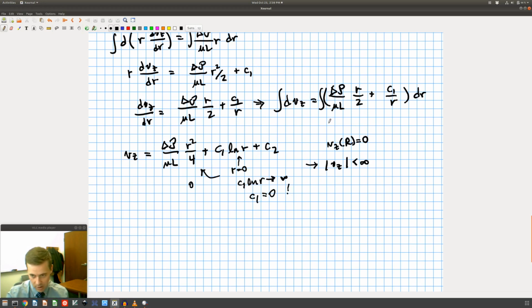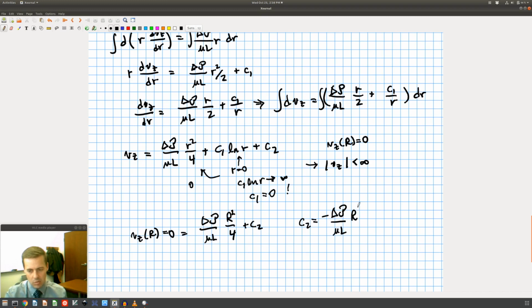So now I can apply the other condition. I say that Vz at big R has to equal 0. I do that by applying this to the equation. ΔP over μL, big R squared over 4. I said C1 is 0, plus C2. Well, that makes solving for C2 pretty easy. C2 is just the negative of that. So C2 is equal to minus ΔP dynamic over μL, big R squared over 4.